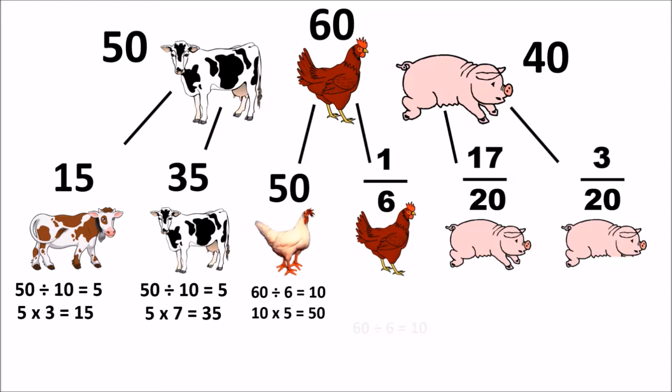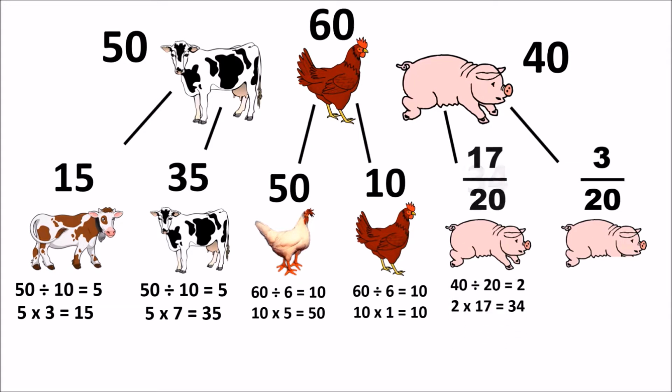1/6 of the chickens have 2 legs. So 60 divided by 6 equals 10, and 10 times 1 equals 10. So 10 out of the 60 chickens have 2 legs. Out of the 40 pigs, 17/20 have 4 legs. So 40 divided by 20 equals 2, and 2 times 17 equals 34. So there are 34 pigs with 4 legs.